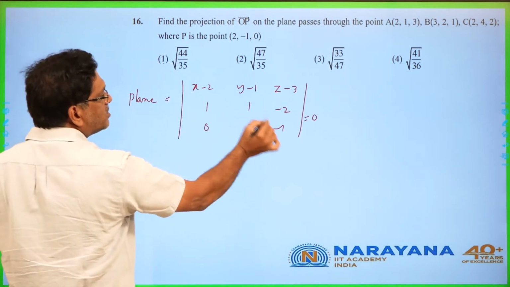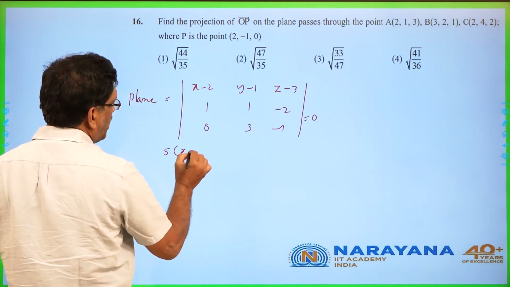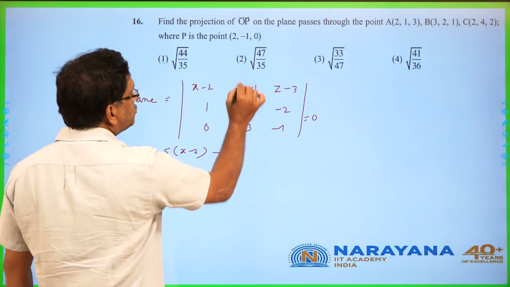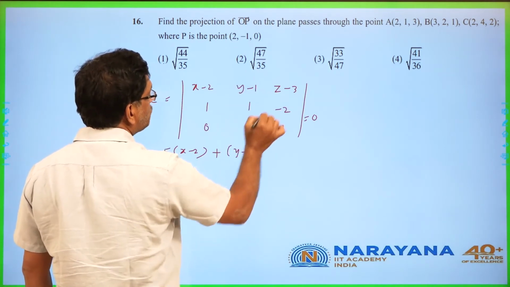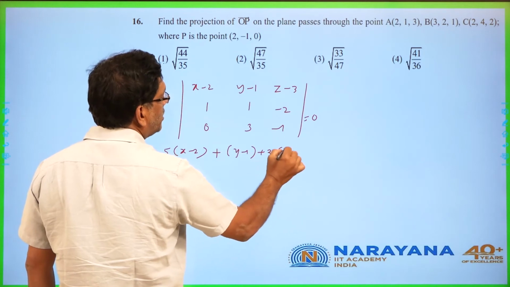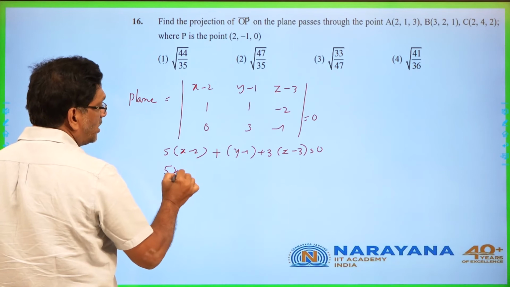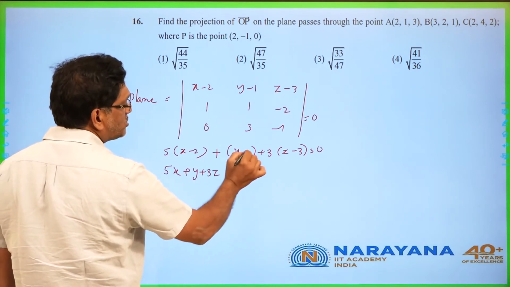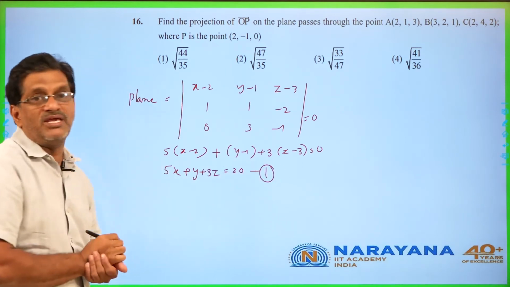So this is nothing but minus 1 plus 6, 5. 5 times x minus 2. Next, for minus, so remove this one, minus 1, you mean plus y minus 1. Next 3. 3 times z minus 3 equal to 0. That is 5x plus y plus 3z minus 10 minus 11 equal to 20. This is the plane equation.